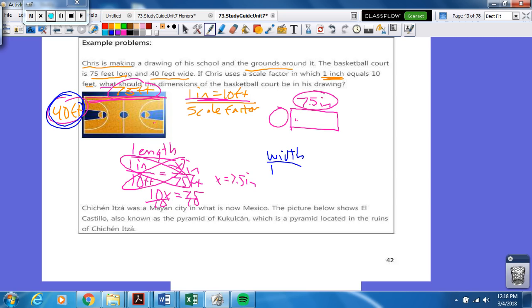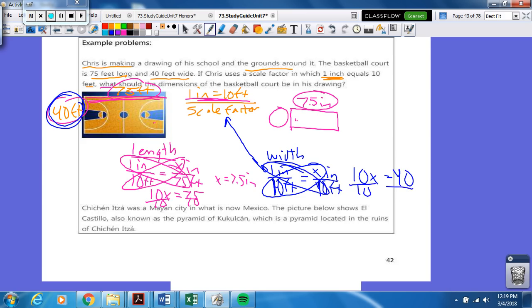So you have 1 inch is 10 feet. That's your scale factor right here. Equals, so you have, I don't know how many inches, but you have 40 feet for the width. Okay, so what is that? That would be 10x equals 1 times 40, which is 40. Divide by 10, x equals 4. 4 inches right there. And there you go. So it's 7.5 inches by 4 inches. Hopefully you got that. If not, raise your hand.